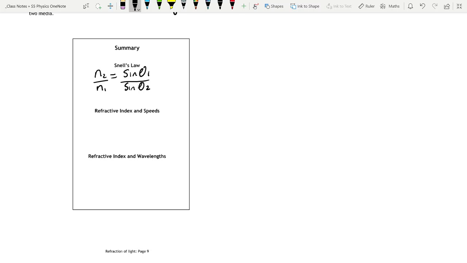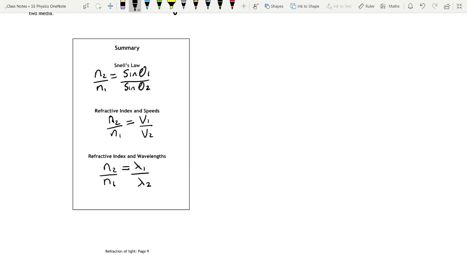We also now can relate the refractive indexes and the speeds. So n2 over n1 equals v1 over v2. And again, sometimes you'll just see it as n equals v1 over v2 because n1 is usually 1 because it's air. And refractive index and wavelengths, n2 over n1 equals wavelength 1 over wavelength 2.